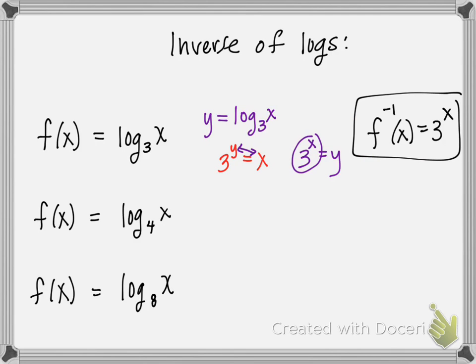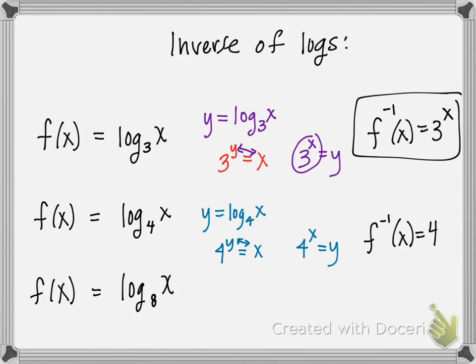For the next one, we'll do the same pattern. So this is really y equals log base 4 of x, and if I turn this into an exponential, I would have 4 to the y power is equal to x, and if I switch the x and the y, I would have 4 to the x equals y. So this is my inverse function, 4 to the x power.